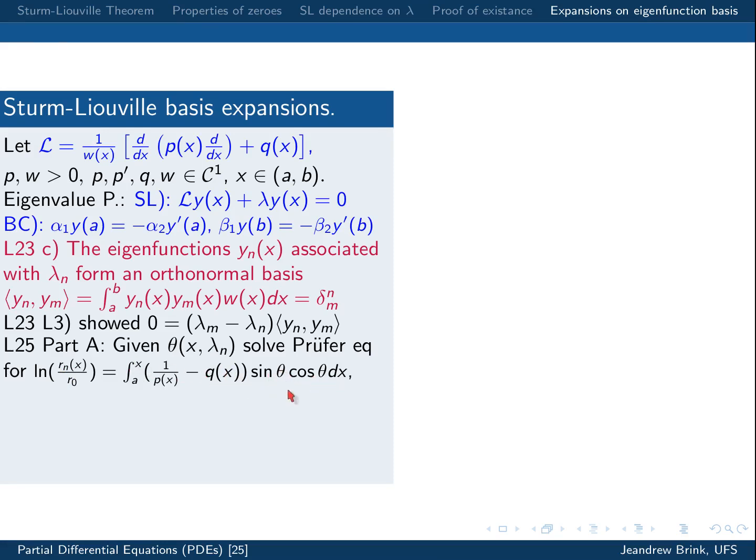You could just integrate it, and you have ln of r of x over r0, and there's no way of fixing this r0 from the initial conditions. It's just equal to the integral from a to x of this thing, which is known. So compute this integral, not always easily. Then you have ln of r.